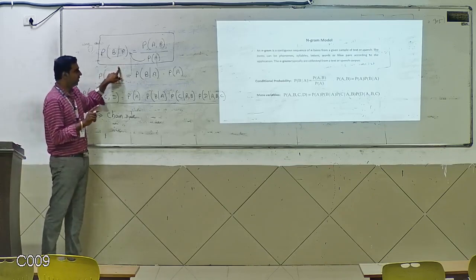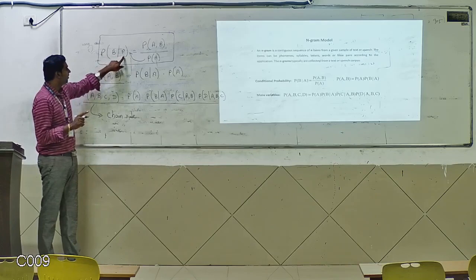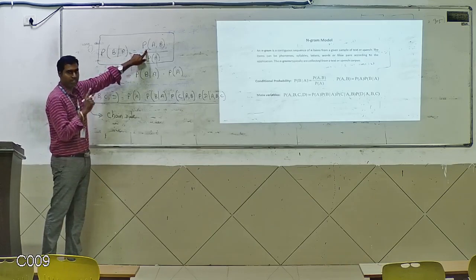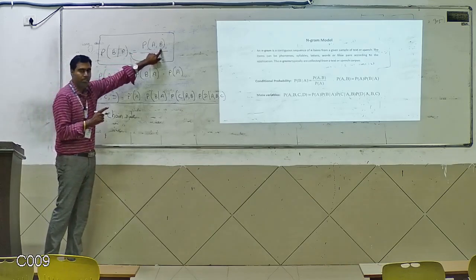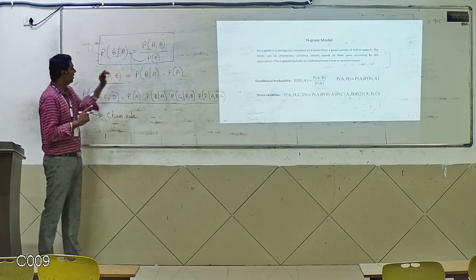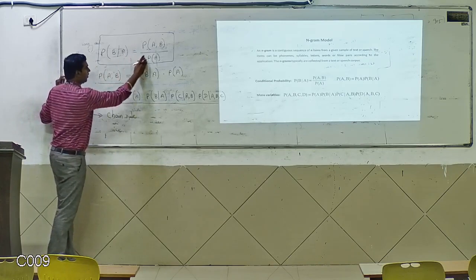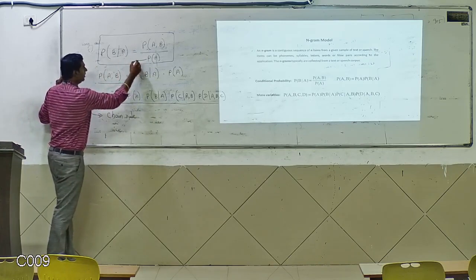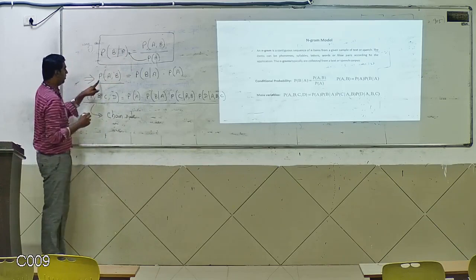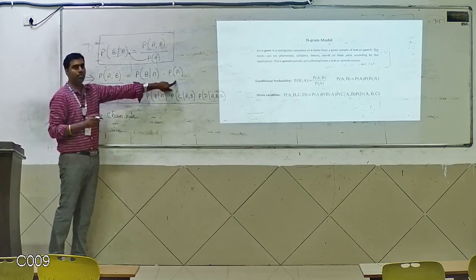What is the conditional probability formula? Probability of occurrence of the variable B if the variable A is given is equal to the joint probability of variables A and B divided by the probability of variable A. This is the conditional probability formula. I am rewriting that formula, bringing this one towards the left side, so the formula becomes probability of occurrence of A and B.